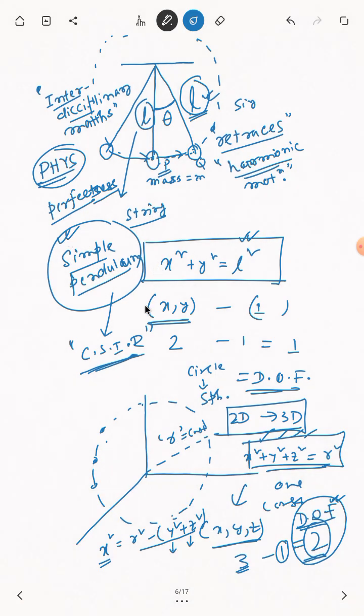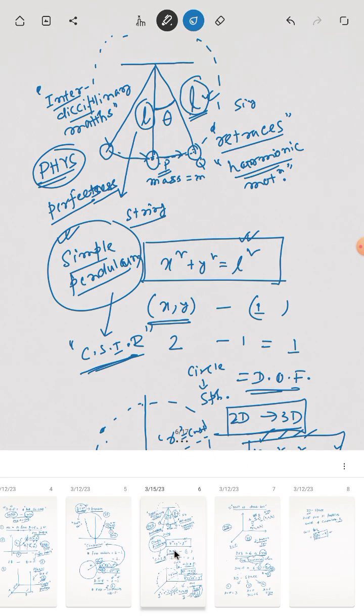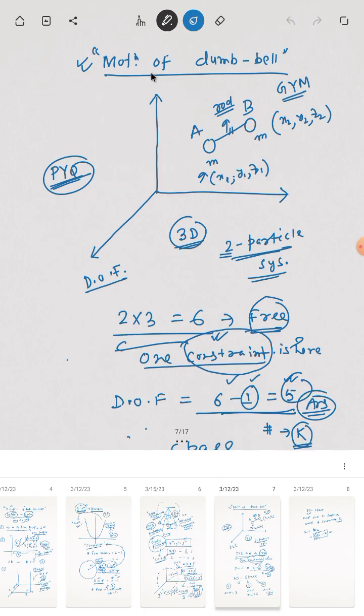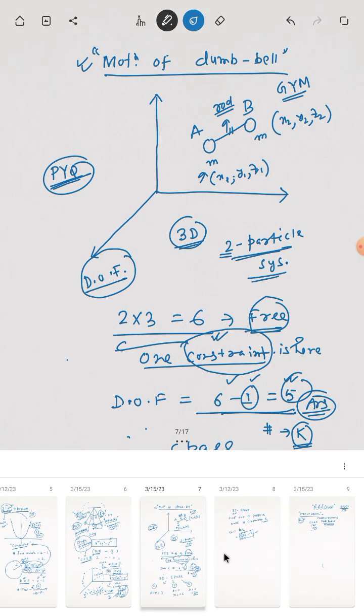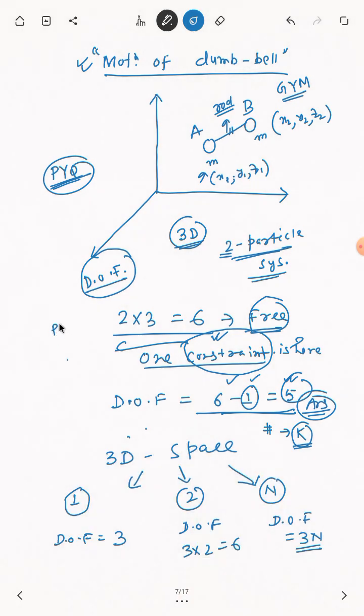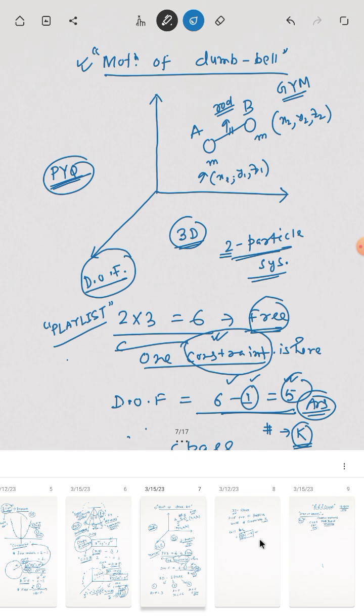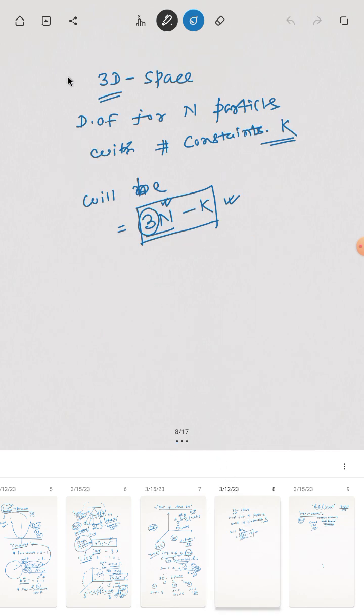concepts. Simple pendulum, what will be the degree of freedom in case of simple pendulum, and then we have also discussed the motion of dumbbell, and for that we have discussed degree of freedom. So all of you are requested to please revise all these concepts from our playlist. If you go to the playlist of classical mechanics in our channel, then you will all avail what we have already discussed.